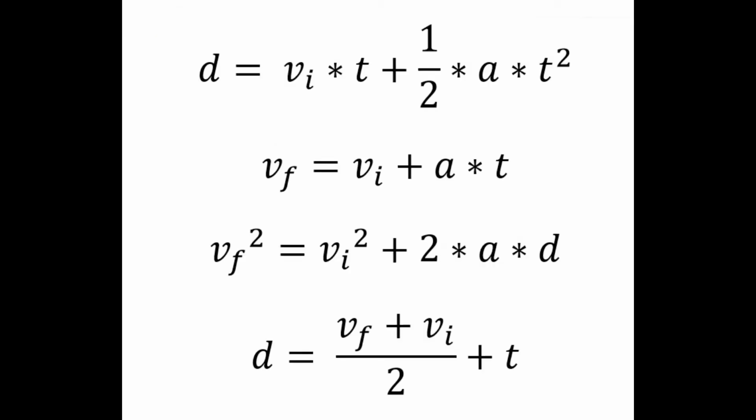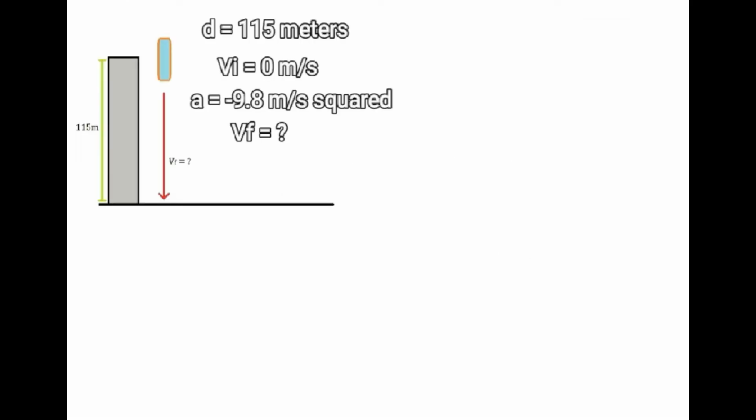Now let's go back to the formulas and check for some similarities. We need to find a formula that doesn't have time. Since the first, second, and fourth formulas have time, we need to use the third one. So final velocity squared equal to initial velocity squared plus 2 times acceleration times distance, or displacement.